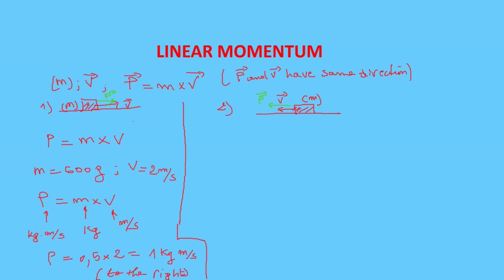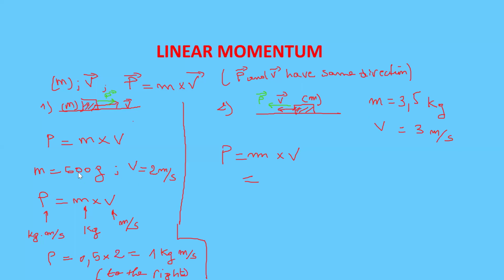In the second case here, imagine the mass is equal to 3.5 kilogram. The velocity is 3 meters per second. In this case, the magnitude of the momentum is m multiplied by v. I already have the mass in kilogram, so no need to convert it. It's different from the first case.